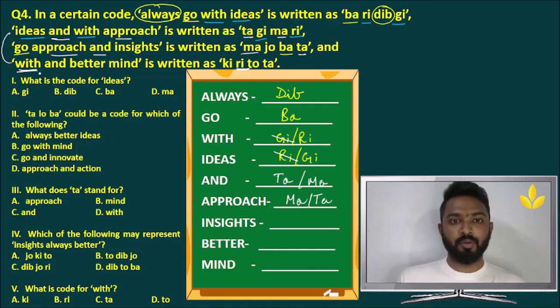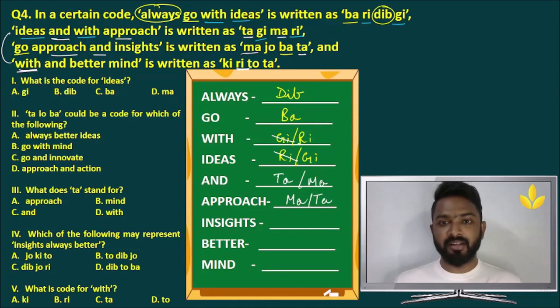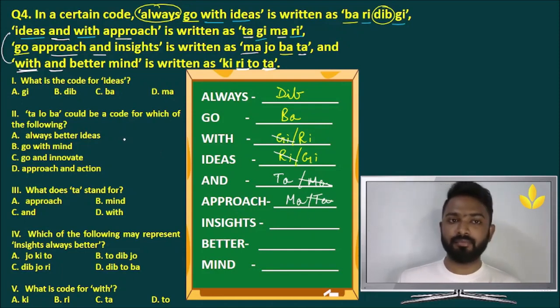Cool. Now let's do 2 and 4. Ideas and with approach, with and better mind. With we already know is re. So and is the only other thing that is common. So and is either ta or ma. We have ta over here. So and is definitely ta. So approach is definitely ma. Done.